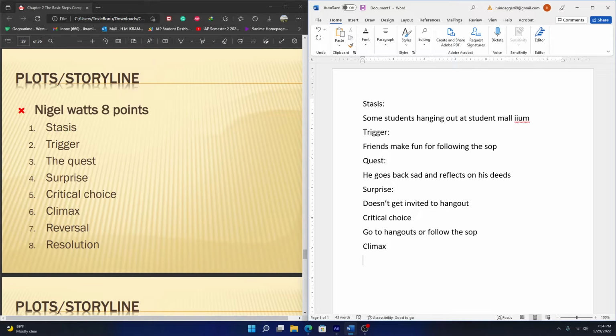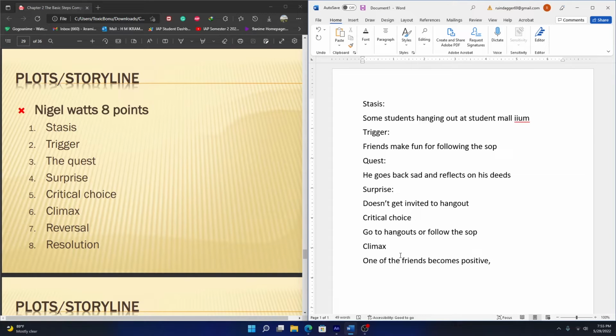For my story, the climax is going to be the friends that were hanging out in the student mall. One of them becomes positive. As they are going outside and also inside IIM, not following the SOP, one of them is positive, and from him, all the friends in that hangout, because they don't follow any of the SOPs, also get positive.